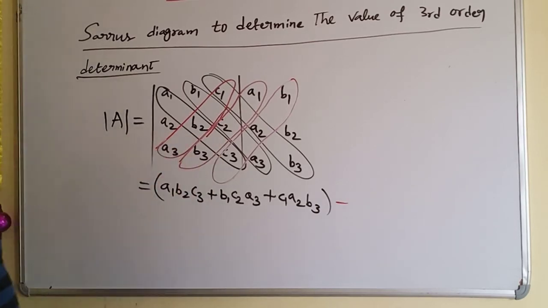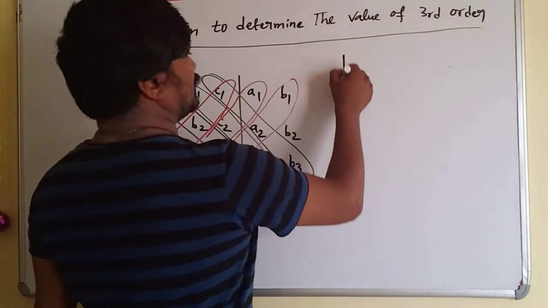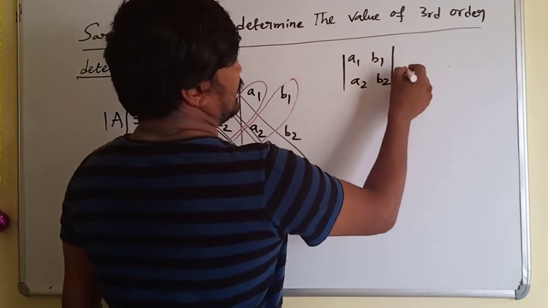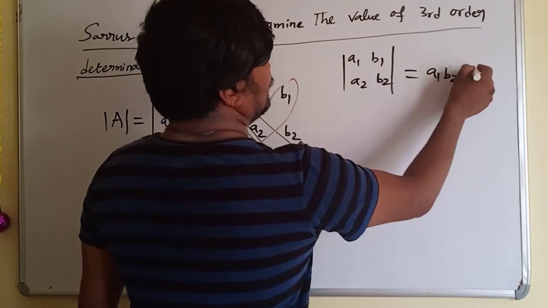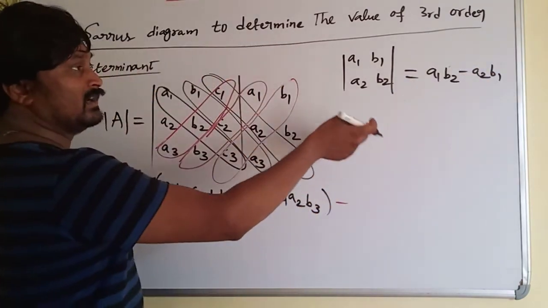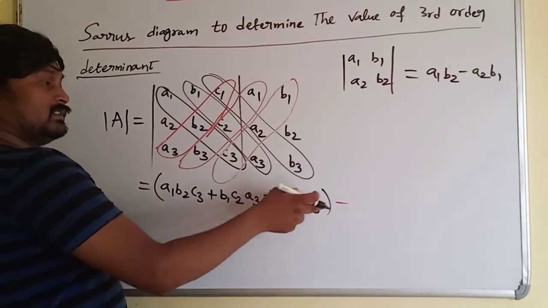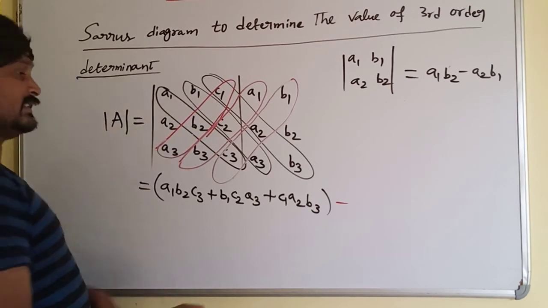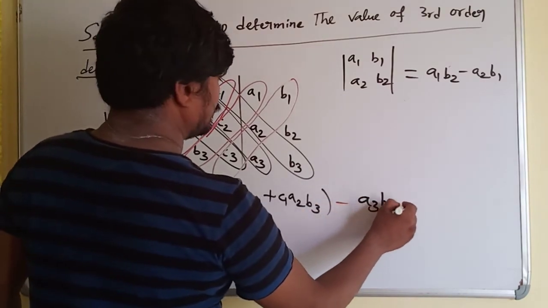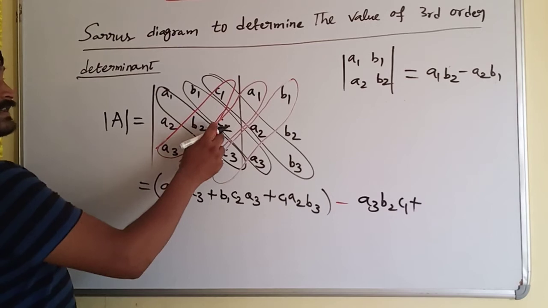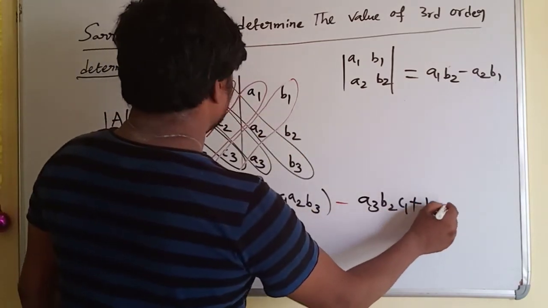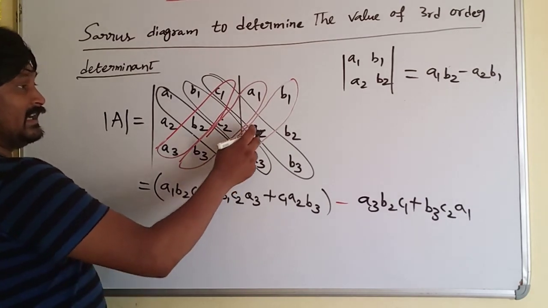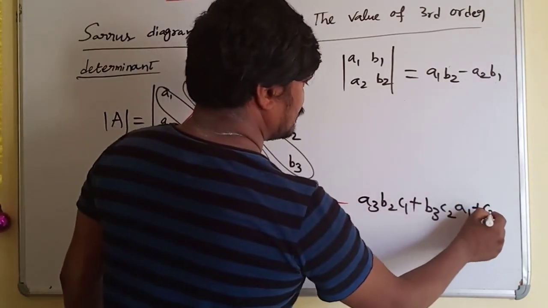Like previously, for the small one, where A1, B1, A2, B2 is there, we wrote A1, B2 minus A2, B1. Same method only. Now all the diagonal products are added, minus the next three diagonals. Very simple: A3, B2, C1 plus B3, C2, A1 plus C3, A2, B1.